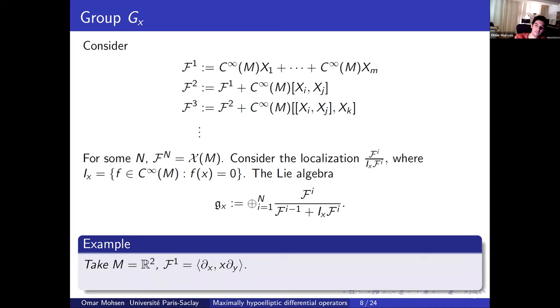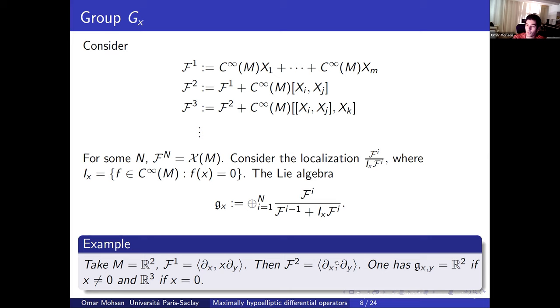So if you take the manifold R^2, and you take the example as before from Folland and Stein, ∂x and x∂y, then F_2 would be everything. So you stop there. And the Lie algebra is R^2 if x is non-zero, but if x is zero, it's R^3. Okay, if it's generated by ∂x and x∂y, and ∂y.